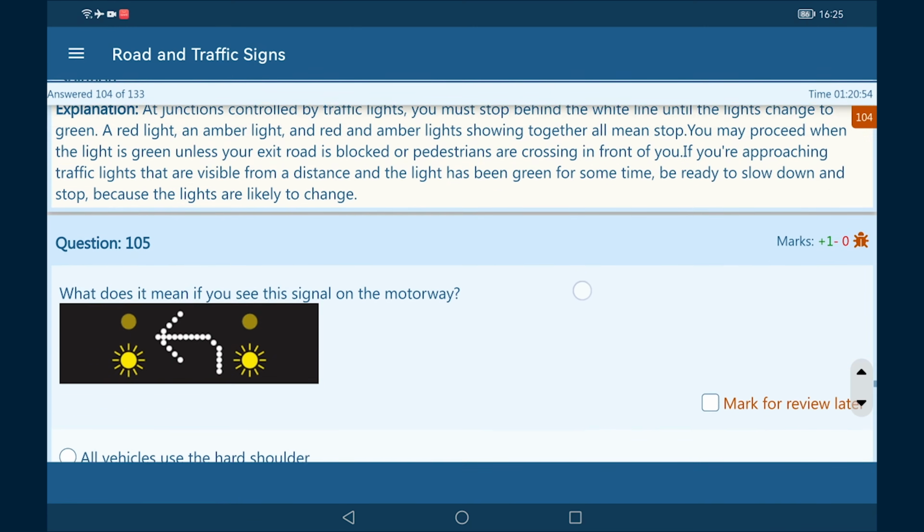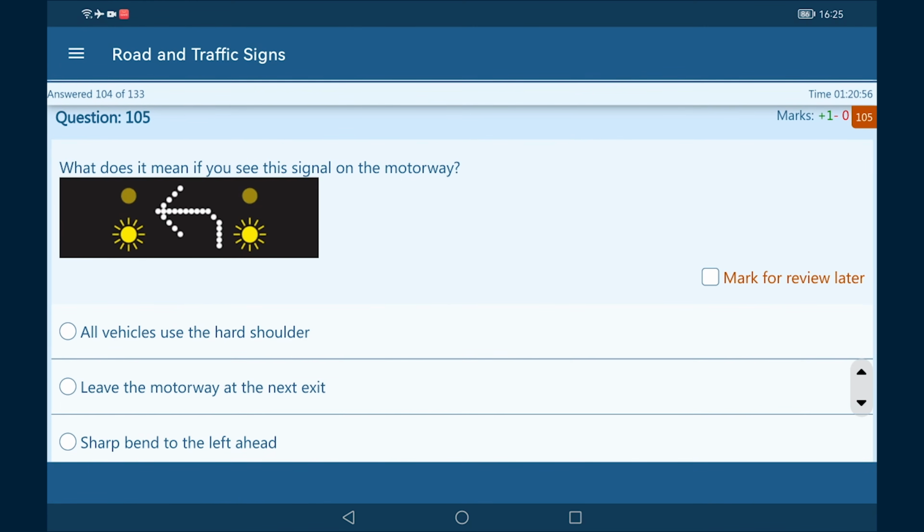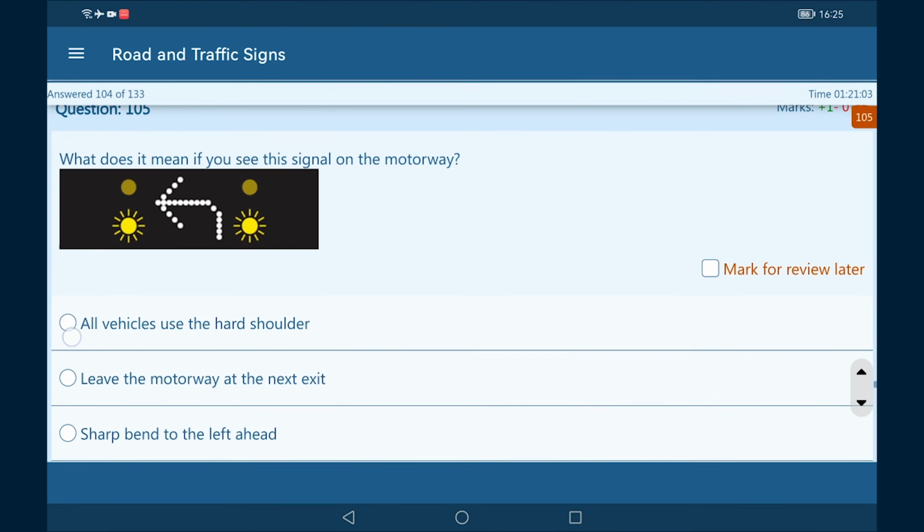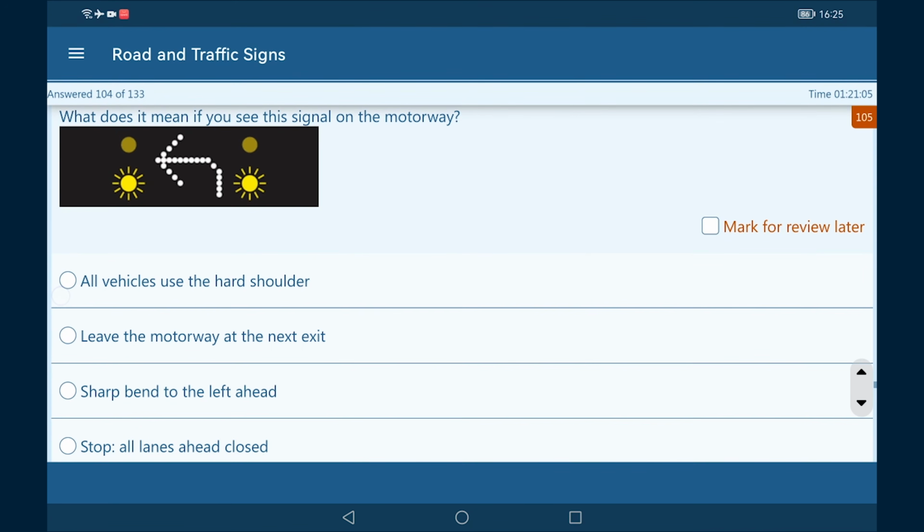Question 105. What does it mean if you see this signal on the motorway? Option 1. All vehicles use the hard shoulder. Option 2. Leave the motorway at the next exit. Option 3. Sharp bend to the left ahead. Option 4. Stop. All lanes ahead closed. The correct answer is Option 2, that is, leave the motorway at the next exit.